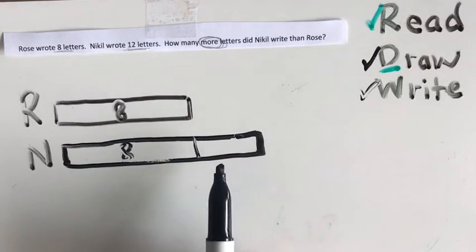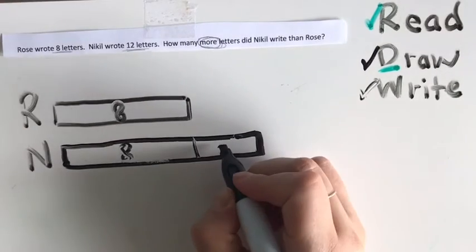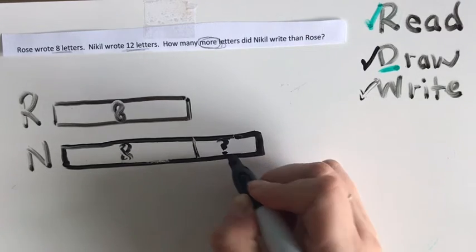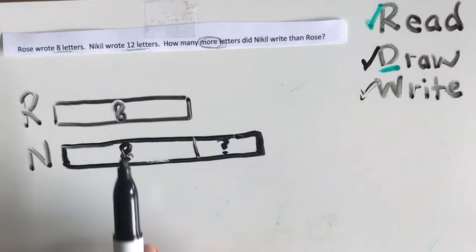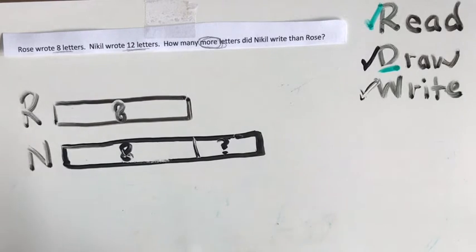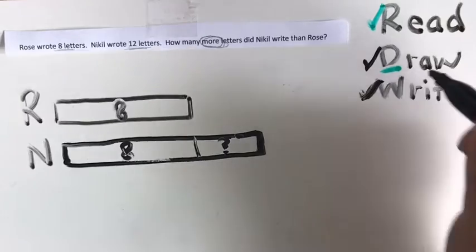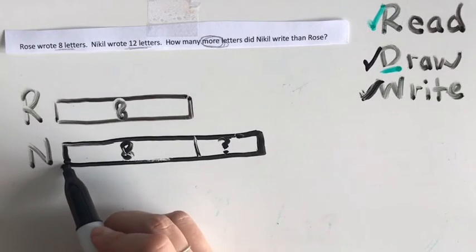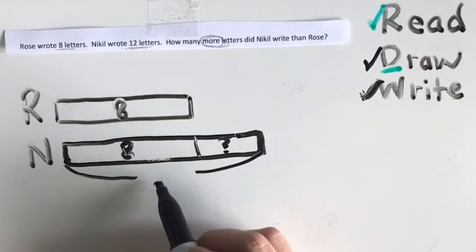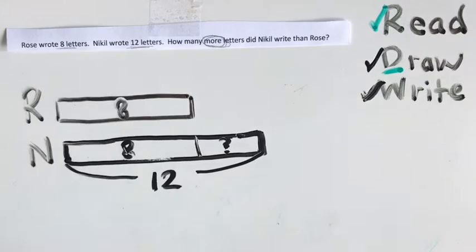How many more is what we are trying to find out. We're going to put a question mark there. So we know that they both wrote at least 8, but Nikhil wrote a couple more. We need to find out how many more. So we need to write a number sentence now that's going to help us solve the unknown. We're going to do this because we know that all of this equals 12.